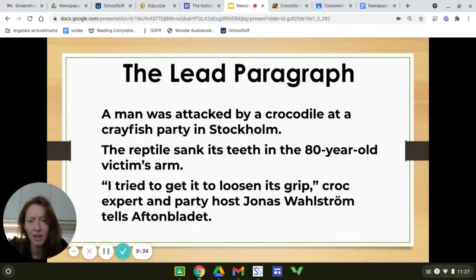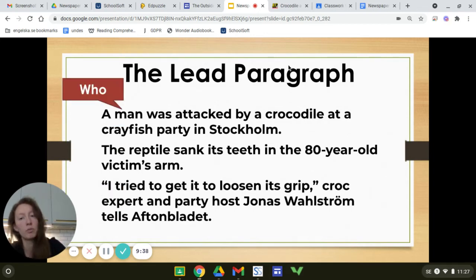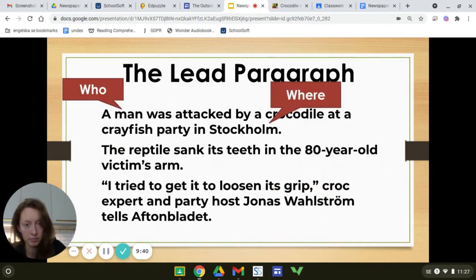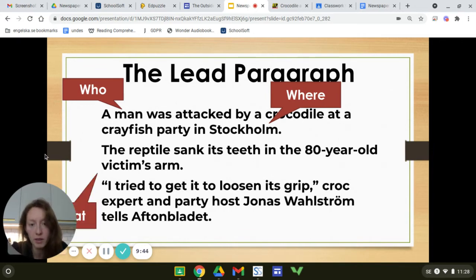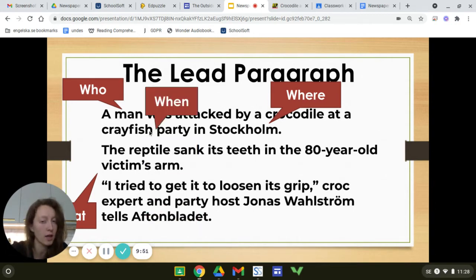Okay. So here's the lead paragraph we just read. Who? A man. Where? In Stockholm. What? Crocodile bit this guy. When? Around crayfish party time. As most Swedes know, that would be August, September.